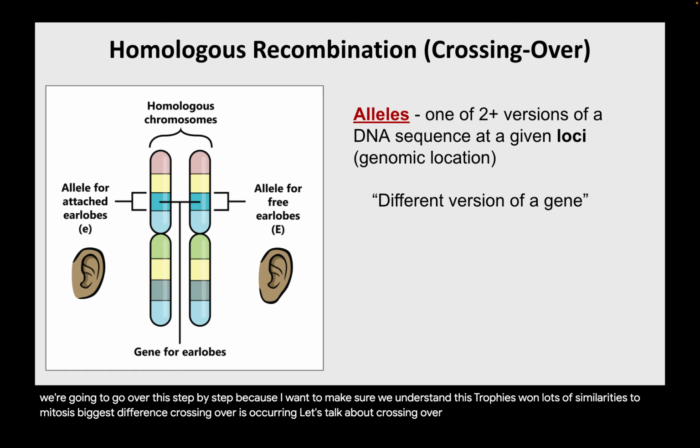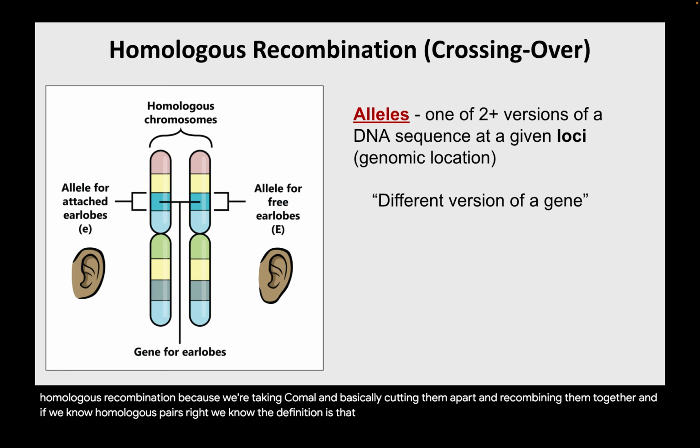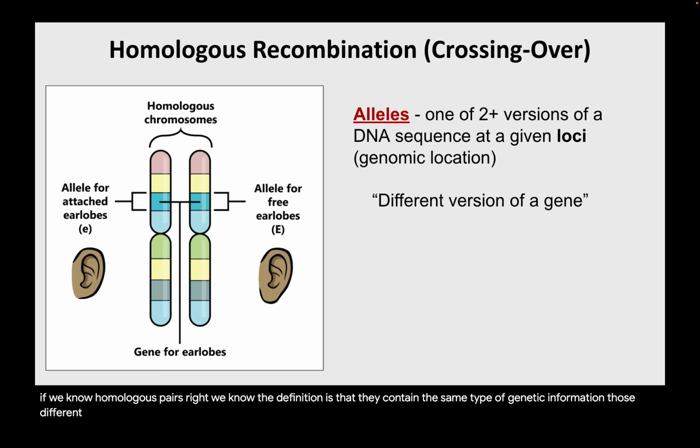Another word for crossing over would be homologous recombination, right? Because we're taking homologous pairs and basically cutting them apart and recombining them together. And if we know homologous pairs, we know the definition is that they contain the same type of genetic information, but maybe slightly different variations. So those different variations we would call alleles.